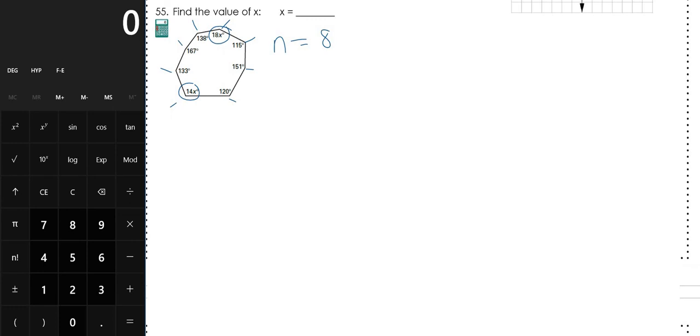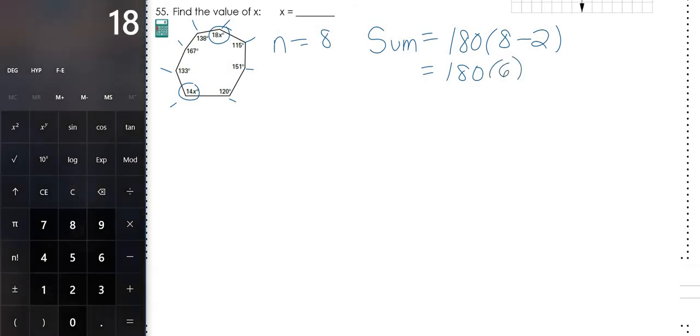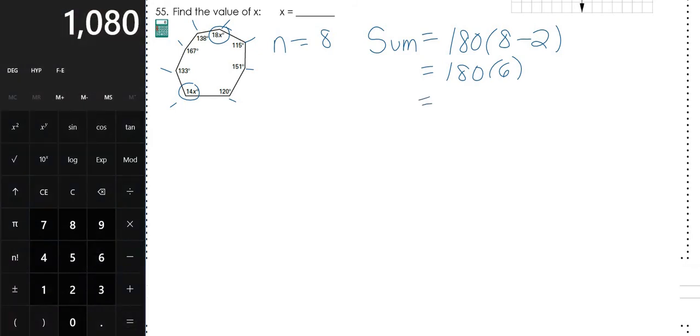Now, my formula to figure out how much all these angles should add up to is a sum formula that we've used in a previous question, number 52. The sum formula is 180 times the number of sides, which in this case is 8, minus 2. So to get the sum, we're going to do 180 times 6. In the calculator, 180 times 6 is 1080. So the sum of all the interior angles is 1080. That's how much they all should add up to. 1080.